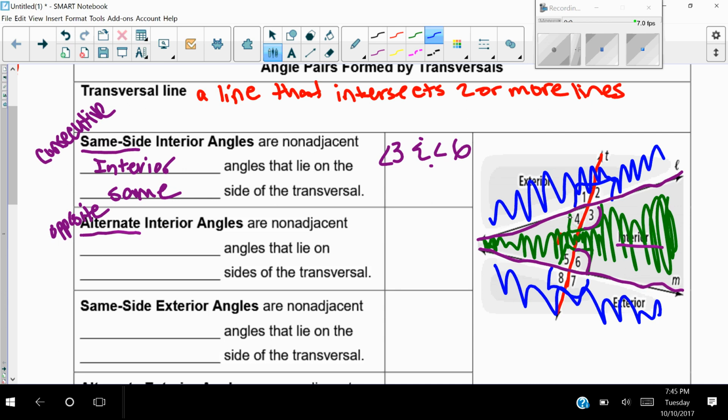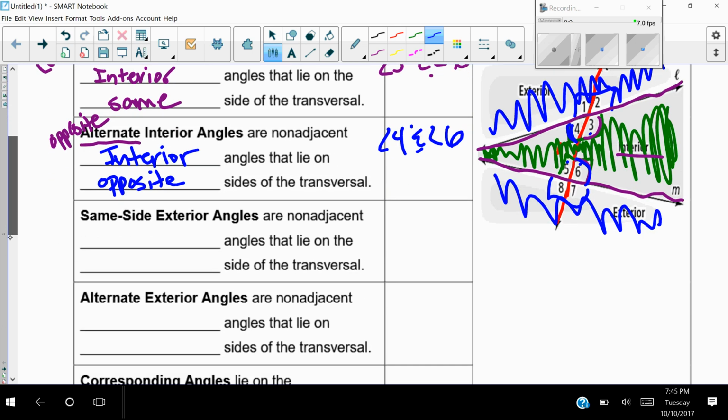So if you look at 4, the rest of these are going to be interior angles, but the one that's opposite of this red transversal on the opposite side, 4 looks like it's on the left-hand side of the transversal, but on the right-hand side of the transversal is going to be 6. So angle 4 and angle 6. So these are interior angles that lie on the alternate or the opposite sides of the transversal.